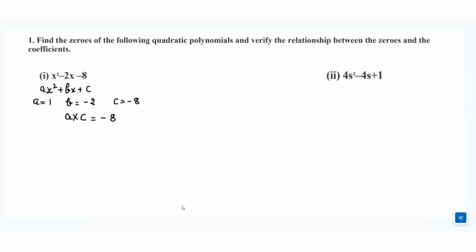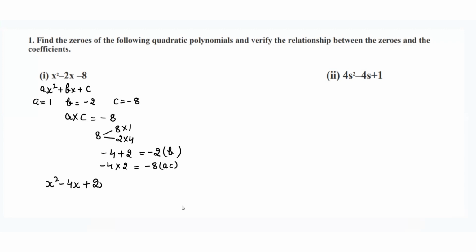So the factors of 8 are either 8 into 1, or 2 into 4. So if I use minus 4 plus 2, what will I get? I will get my answer as minus 2. And when I multiply these two factors, I will get minus 8, which is AC. So this is b and this is AC. That means if I split the middle term using minus 4x plus 2x, I will be getting the factors of this particular equation. So I will write down here x square minus 4x plus 2x minus 8.